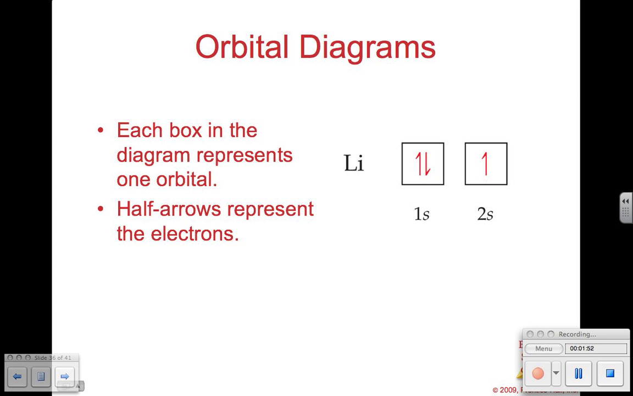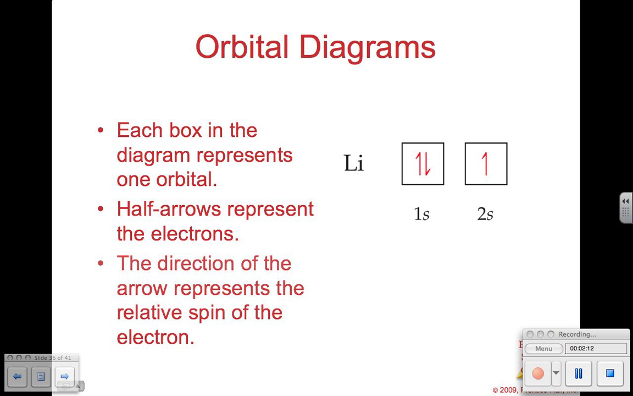Half arrows represent the electrons that are filling those orbitals, and you notice one's pointing up, the other one's pointing down for a filled one, and that goes to the idea of Hund's rule. The direction of the arrow represents the relative spin of the electron, so that ms value that we were looking at earlier.